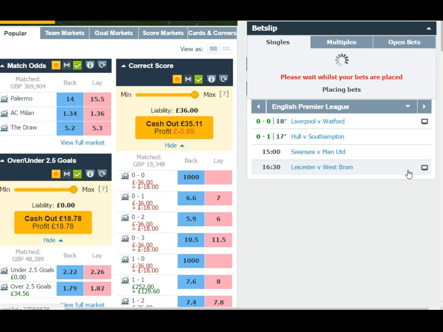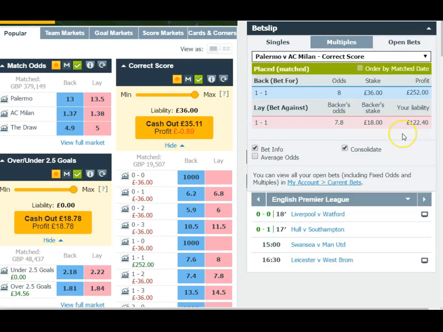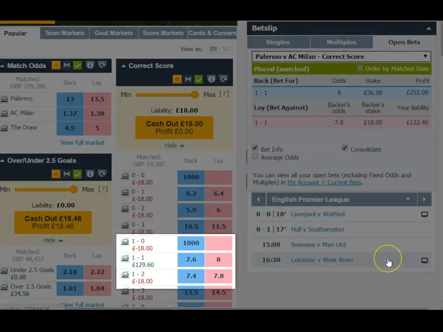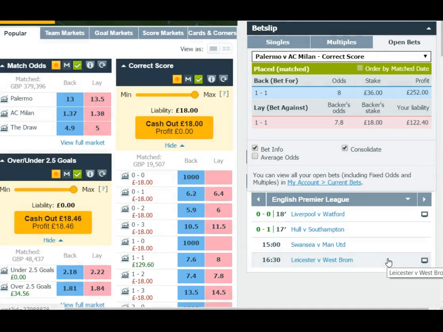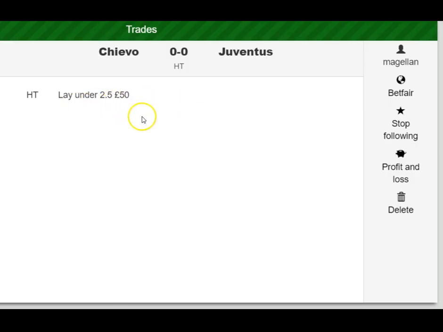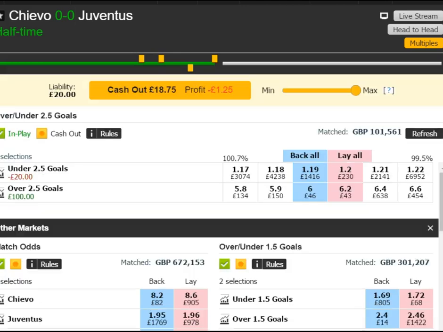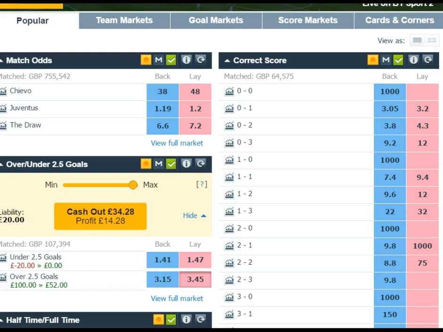One of the other members, Magellan, chipped in with what he considered to be good value: laying under 2.5 in the Chievo-Juventus game, which was 0-0 at half-time. And this is just a straightforward in-play. We call it a trade, but it's a bet too, isn't it? Obviously, we're wanting goals. But the stats, according to Magellan, seem to justify this simple, straightforward in-play move.